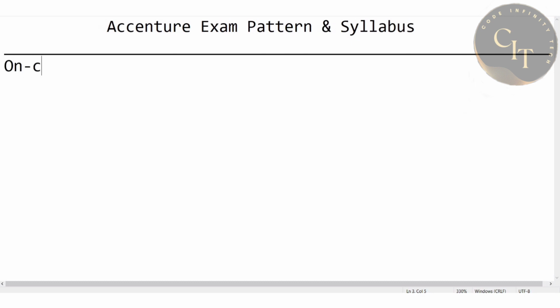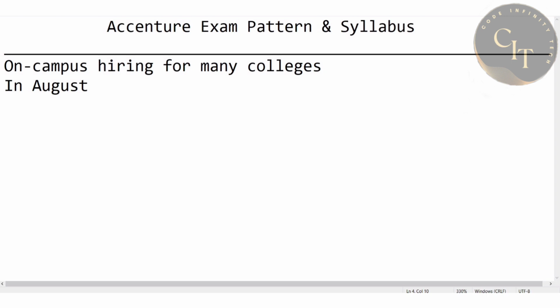Accenture was starting its on-campus hiring in the month of August for 2024 pass-out batches. I got information that for many of the colleges it was scheduled in the month of August. For a few it was in the first week of August and for a few in the third week, like that. So mostly it was in August.